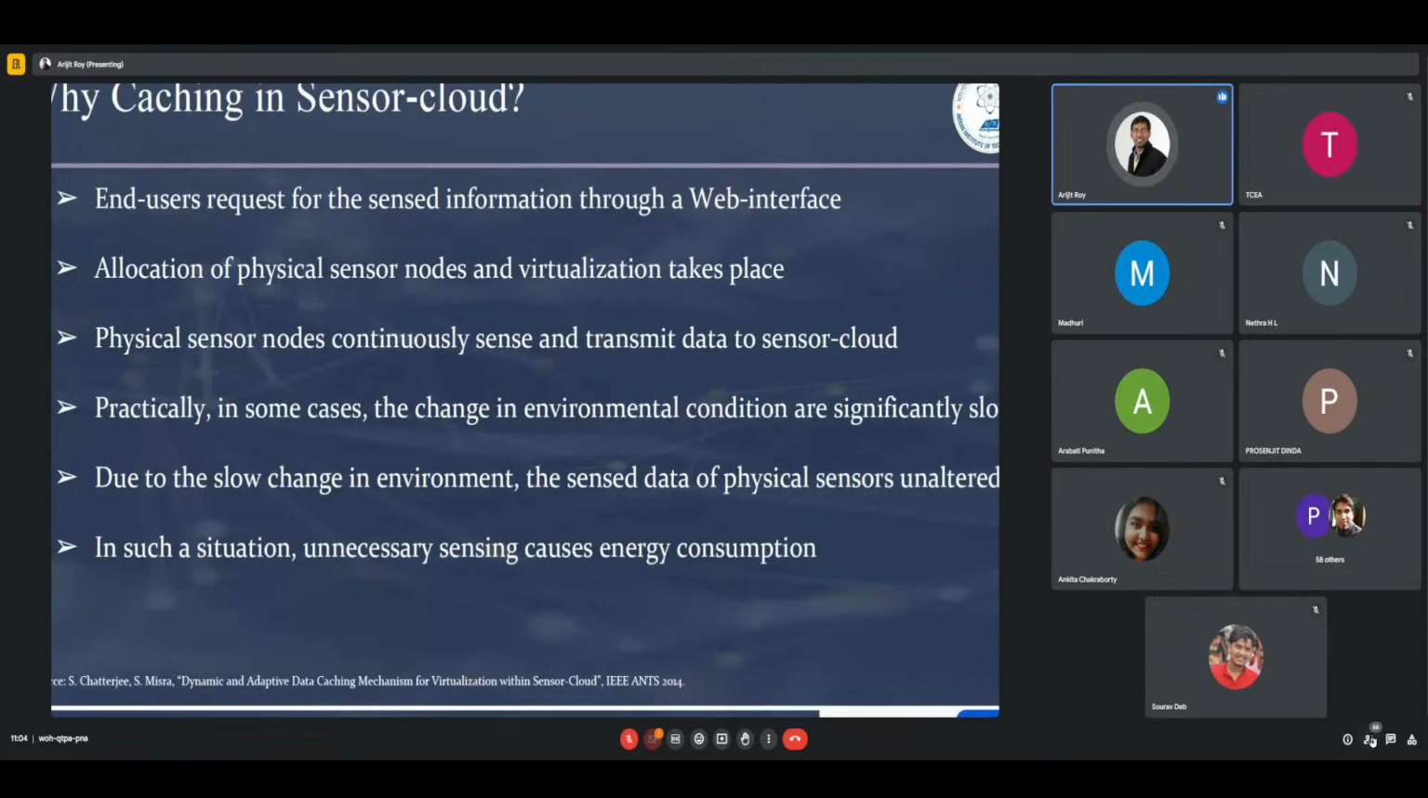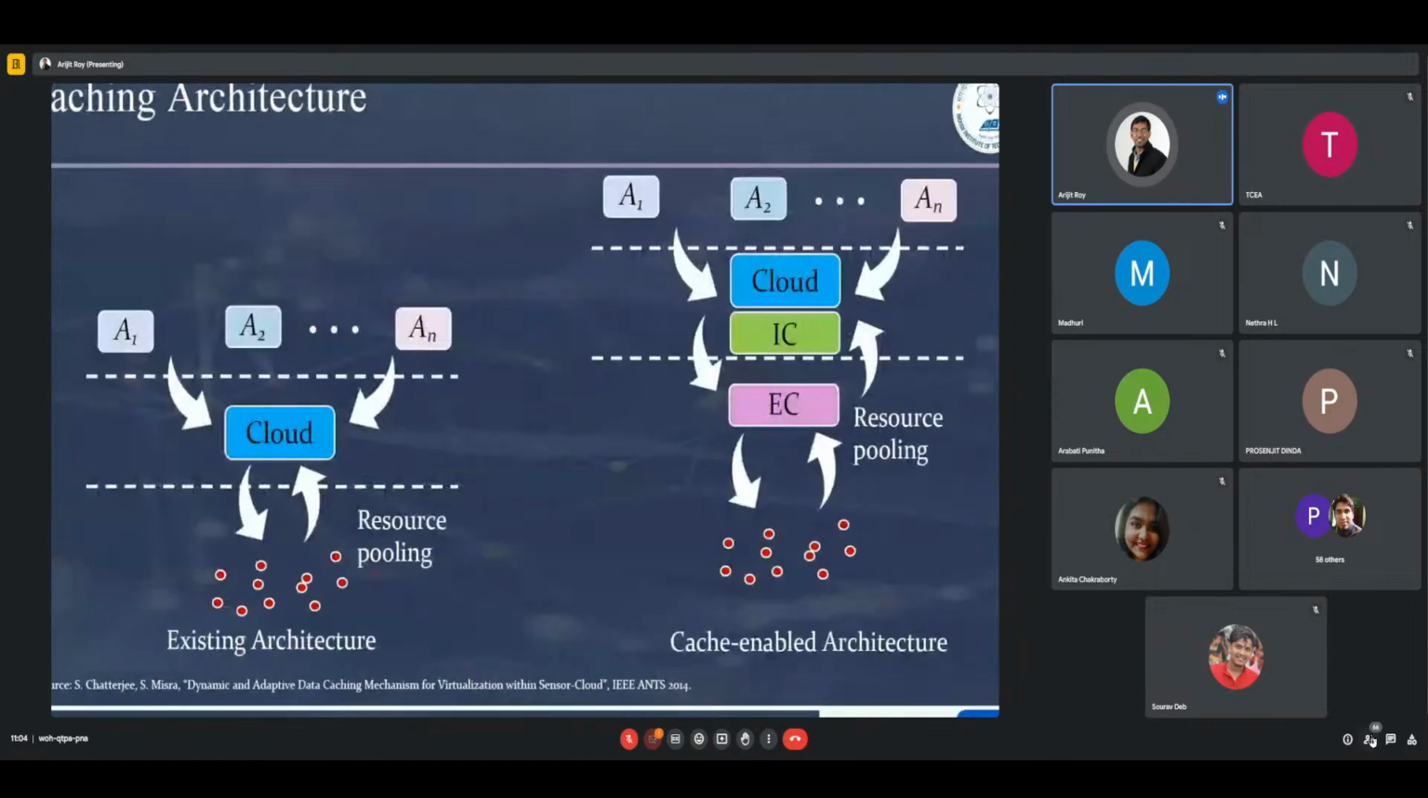That means the overall idea is that due to the slow change in the environment, the same data of the physical sensor node is unaltered, and in such a situation, the caching is required to conserve some energy. That means energy should be utilized properly. So this is initially proposed. This is the traditional existing architecture of the cloud, and resource pooling is there. Then caching is there.